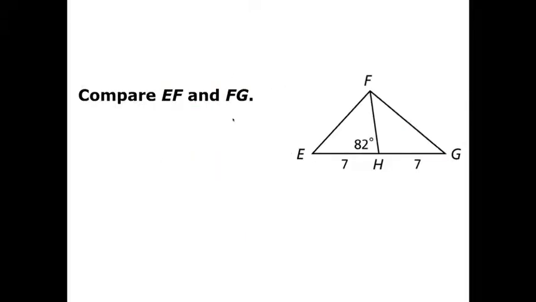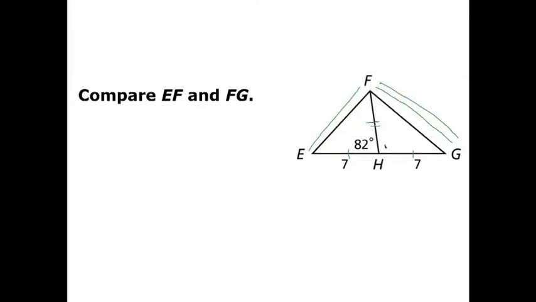Here I want to compare EF and FG. EF and FG are sides. So what I'm focusing on here is I just want to know, is this side or this side the bigger one? I want to know which of those two sides is the bigger side. Well, what I should see is that I have two sides between these two triangles that are congruent. EH and HG are congruent. And there's a shared side, FH.